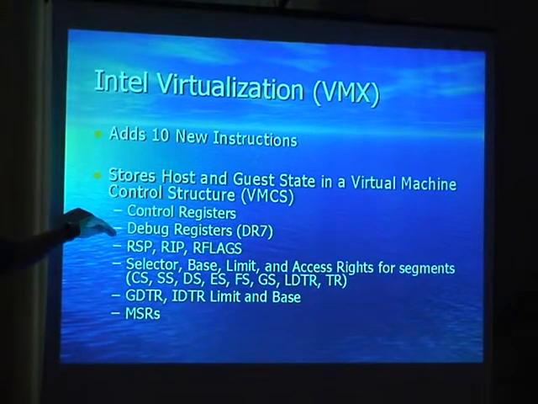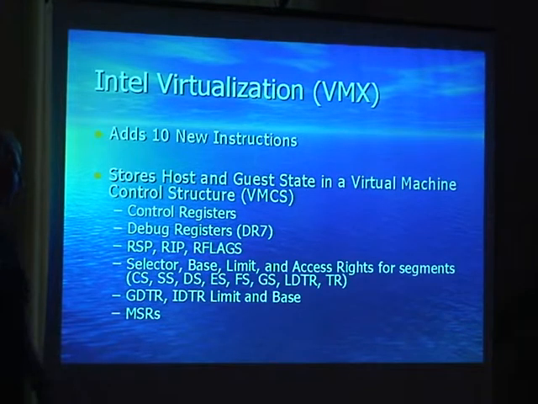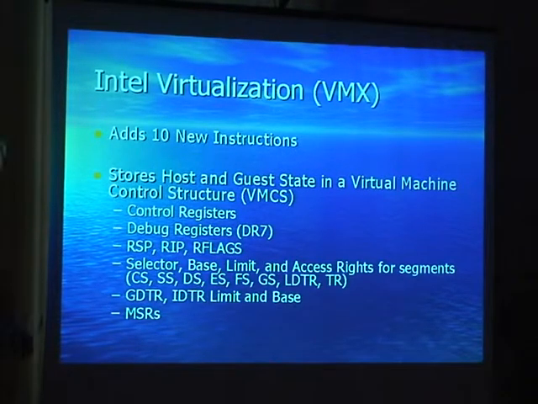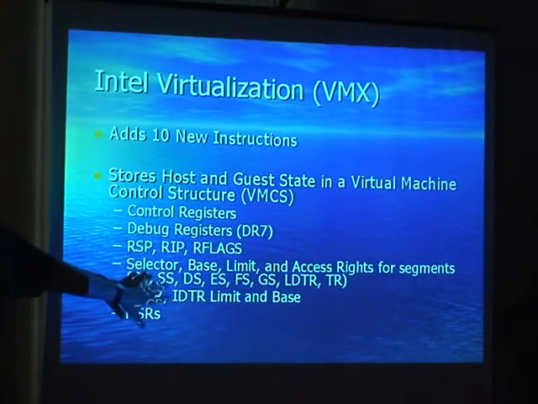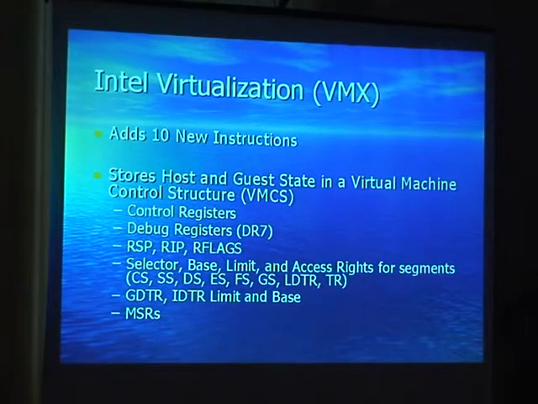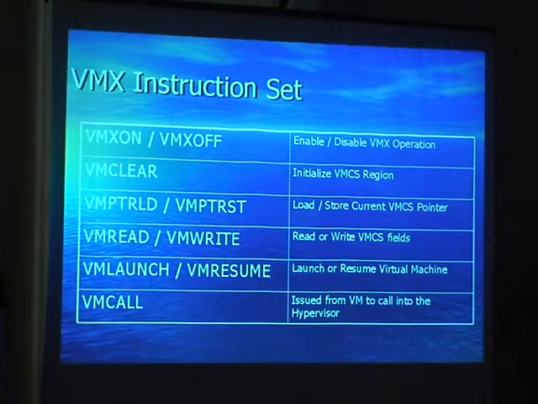But all the control registers get saved there. Debug registers, which Faruna talked about, get saved off. All of these: the instruction pointers, the stack pointers, the flags, the selectors, their base and limits, the access rights for the segments, all of that has to be populated into the VMCS to launch a virtual machine, and the MSRs as well. And when you see this, you can understand why you need Ring Zero to set all this up. There's a lot of stuff going on there that you need Ring Zero for.